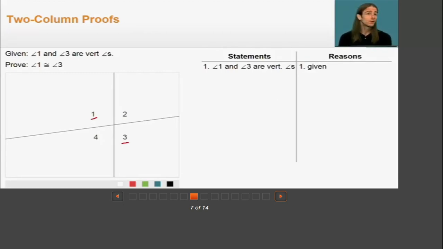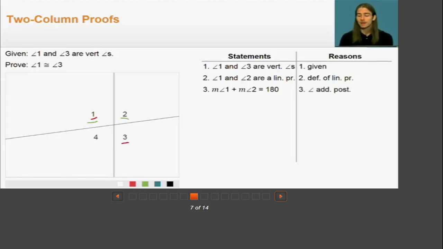Remember that we're aiming to prove that angle 1 is congruent to angle 3. Well, we're going to begin by noticing that angles 1 and 2 form a linear pair because they're adjacent angles with a common ray that form a straight line. So this is really by the definition of a linear pair. Now, we also know that since they're a linear pair, their measures must sum to 180 degrees by the angle addition postulate.